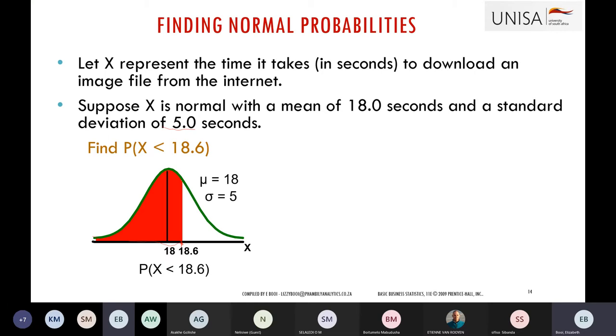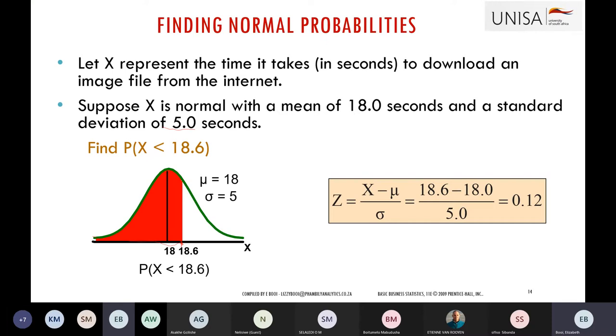And to standardize it, we use the Z score and we just substitute into the formula. So Z equals X minus the mean divided by the standard deviation. Our X is in the question, it's 18.6. Our mean is 18, we were given. Our standard deviation of 5, we are given. And we just calculate: 18.6 minus 18 is 0.6, divided by 5 gives us 0.12. This is just the Z value.